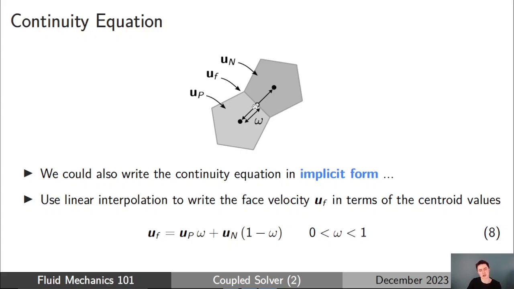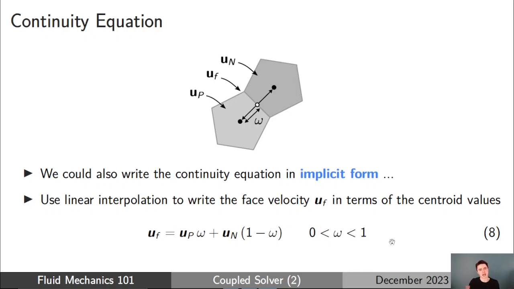Our continuity equation depends on that velocity vector at the center of the faces of all of the cells. But of course, we're using a collocated finite volume method. We only know the velocities at the cell centroids, and the unknowns in that coupled matrix equation, U1, U2, U3, U4, are the velocities at the cell centroids. So we need to use interpolation to rewrite that face velocity in terms of the velocities at the centroids on either side of the face.